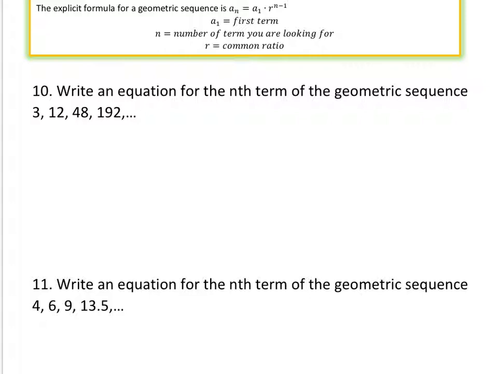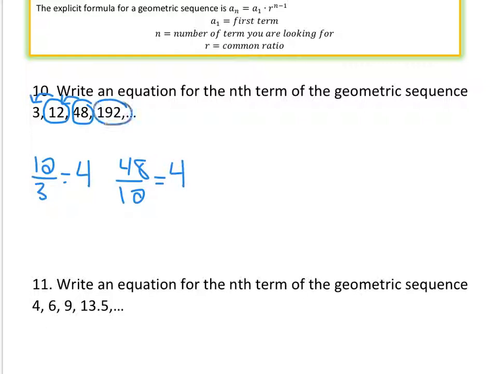So number 10 says, write an equation for the nth term of the geometric sequence 3, 12, 48, and 192. So let's find our ratio first. So the second term divided by the first term. 12 divided by 3 gives us 4. We check all these. 48 divided by 12 gives us 4.